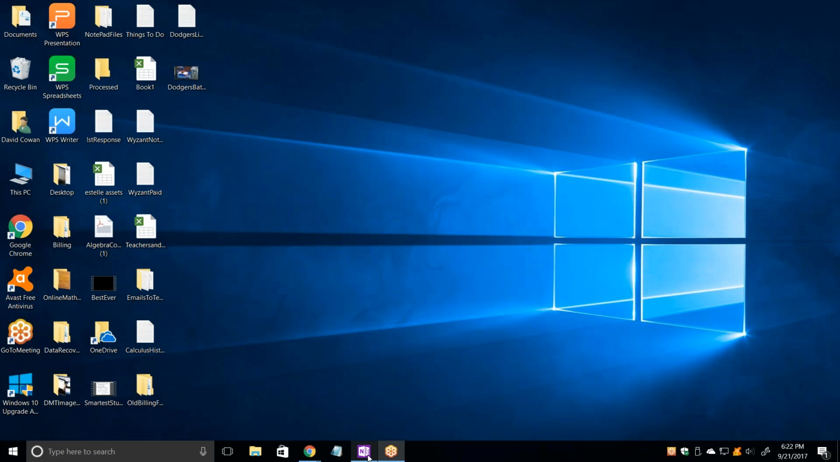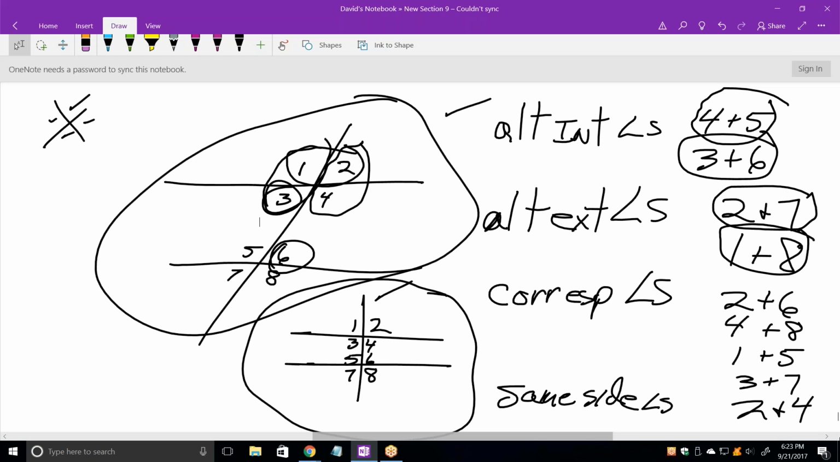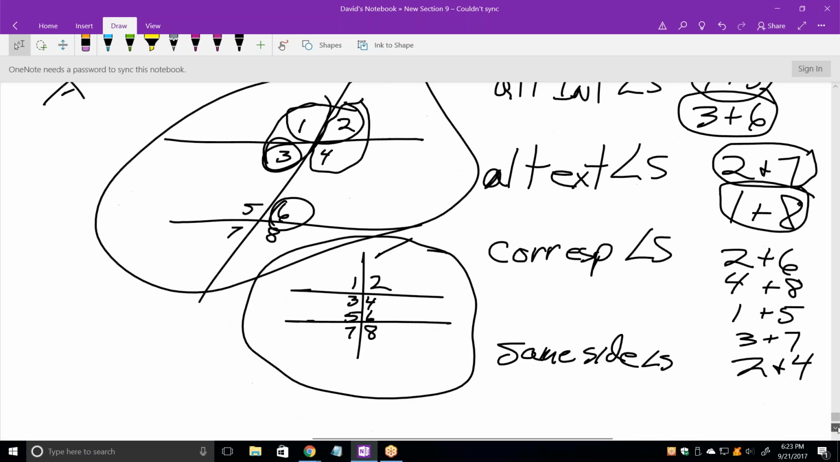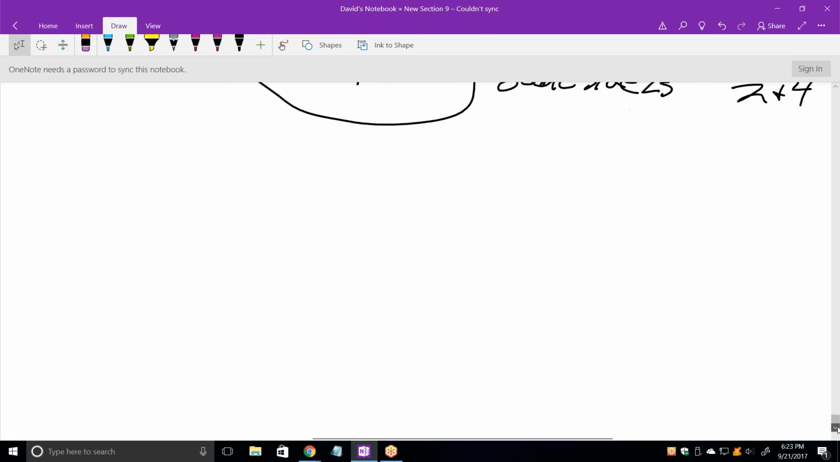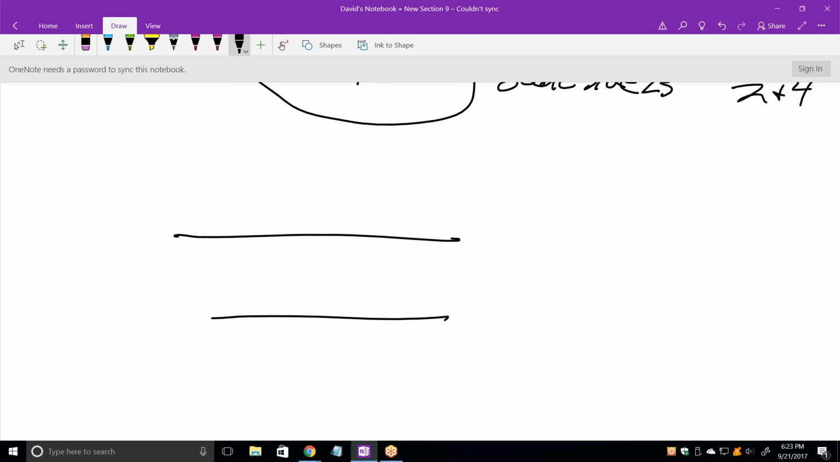Oh, let me mention one other thing. There's a corollary to these theorems. The corollary says that if I have two lines and a transversal and 1 is not equal to 2, then those two lines are not parallel. In other words, it works in both directions. If the lines are parallel, 1 is equal to 2. If 1 is not equal to 2, then the lines are not parallel. Okay?